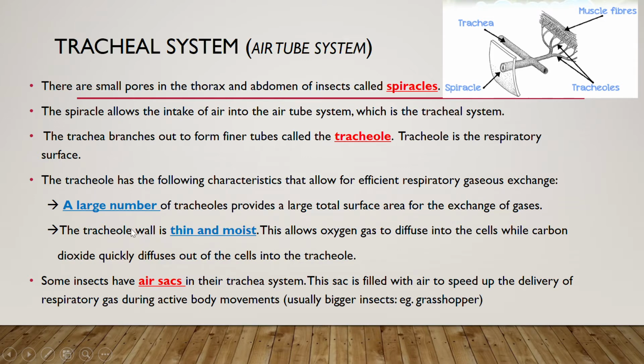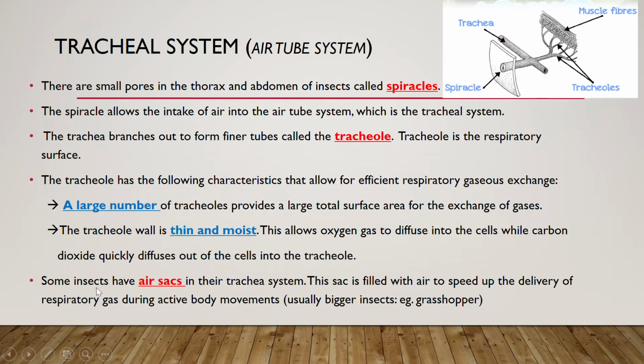Okay, and then the wall of the tracheole itself is thin and moist. Okay, still remember the four adaptations earlier on we have discussed. So this allows oxygen to diffuse into the cells, and then at the same time carbon dioxide will diffuse out of the cells and into the tracheole.